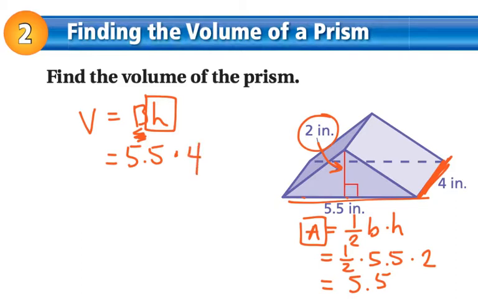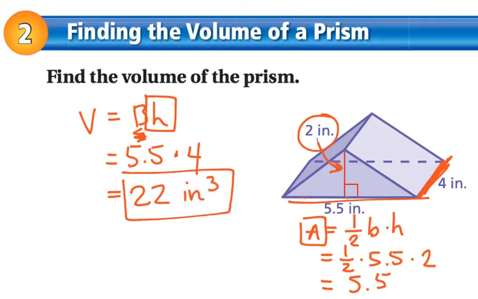So be careful when you come across these prisms, especially the triangular ones that, I guess, are kind of set up like a tent, if you will, here. All right, we're just about done. Then we take the area of the base, 5.5, times the height of the prism, which is 4, and you guys should end up with a total volume of 22, and in this case, it is going to be cubic inches.